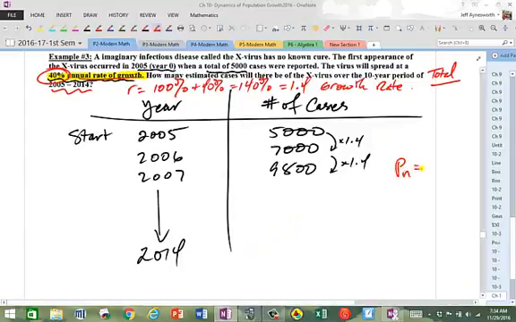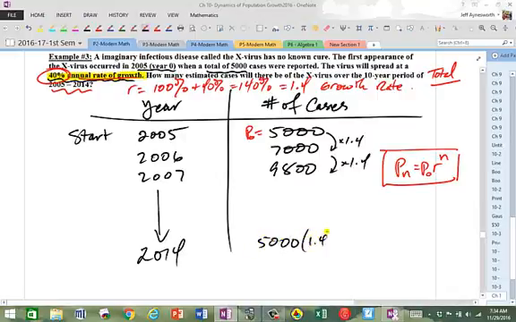So P sub n for any geometric series is always the initial population times r to the nth power. So we take our P sub 0, which is 5,000, times 1.4 to the, let me see how many years have expired from here to here. After 1 year, after 2 years, all the way to 2014, that's after 9 years. 5 plus 9 is 14, right? So we have to take it to the ninth power here.